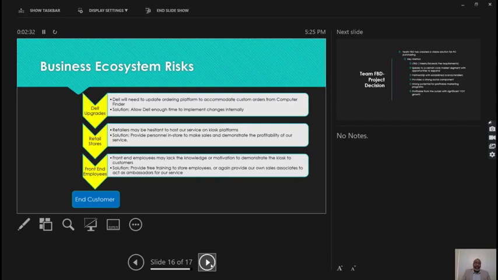Retailers may be leery of our product that is taking away from their business. We've provided an experienced in-store team member to demonstrate the profit potential for retailers that sign on. And then front-end employees may lack the knowledge or motivation to demonstrate the kiosk to our consumers. We will provide free training to store employees and provide our own sales associates as service ambassadors.